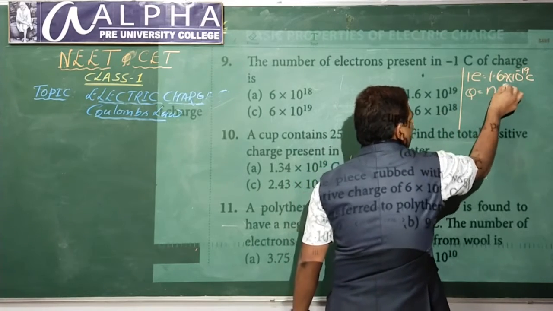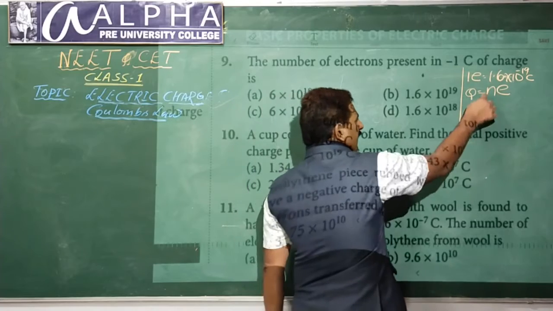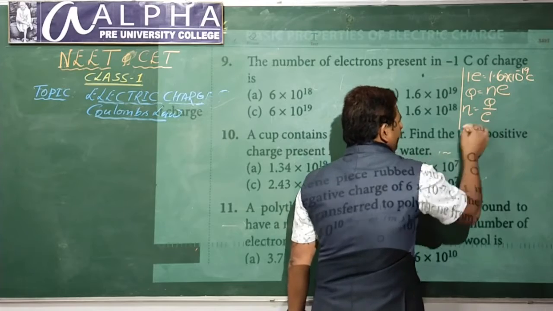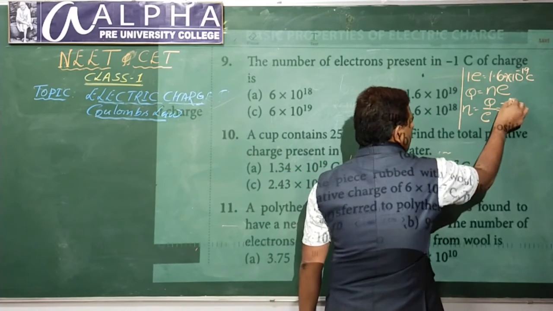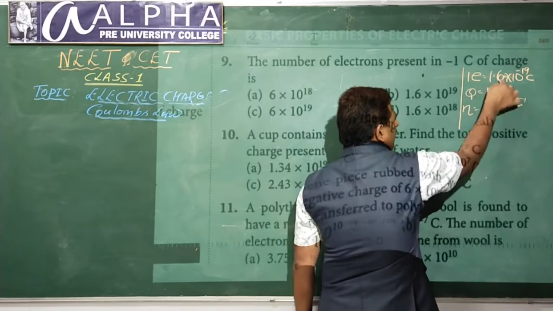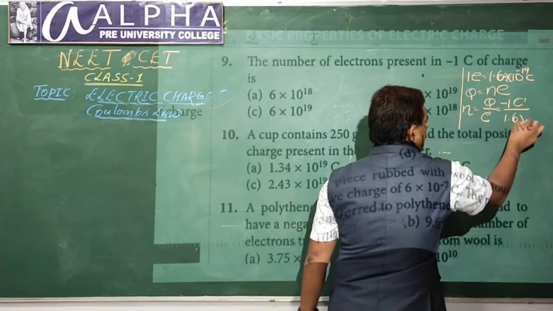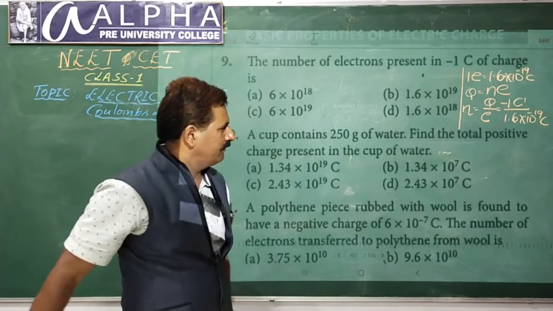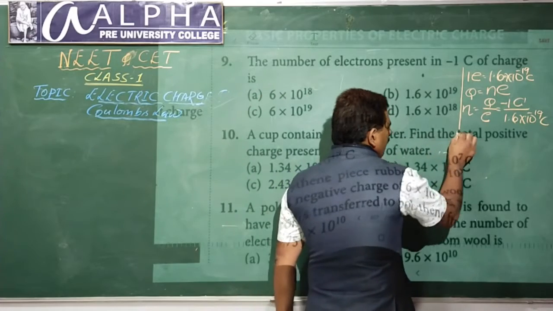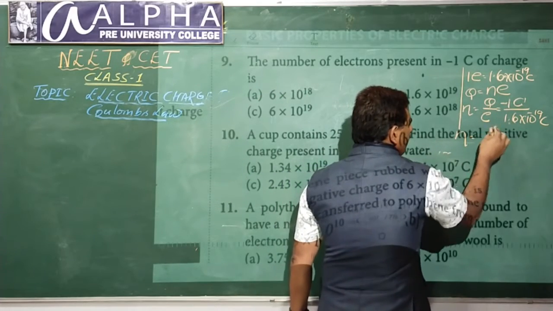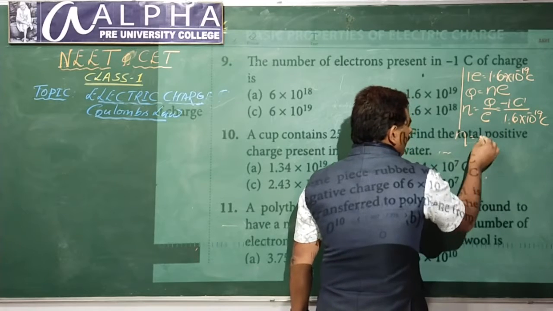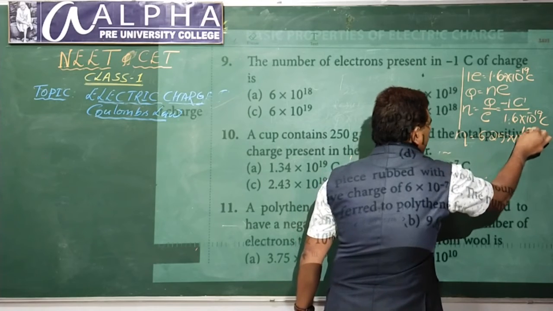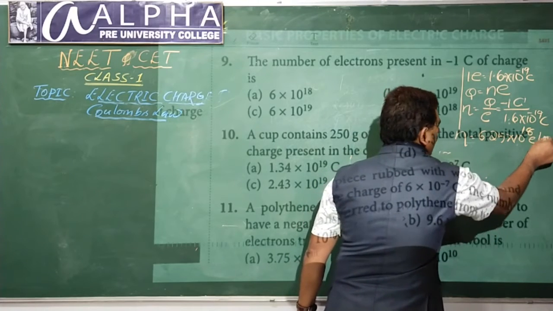Q equals Ne. What is N? Number of electrons. What is e? Charge value. N equals Q divided by e. What is Q? It says minus 1 coulomb. What is e? Electronic charge, 1.6 × 10^-19. Very easy. I showed this calculation part in Coulomb's law. Now if you solve, the term comes to the numerator. 1 by this is 0.625. If you shift one place, you will get 6.25 × 10^18 electrons. e means electrons. How many?